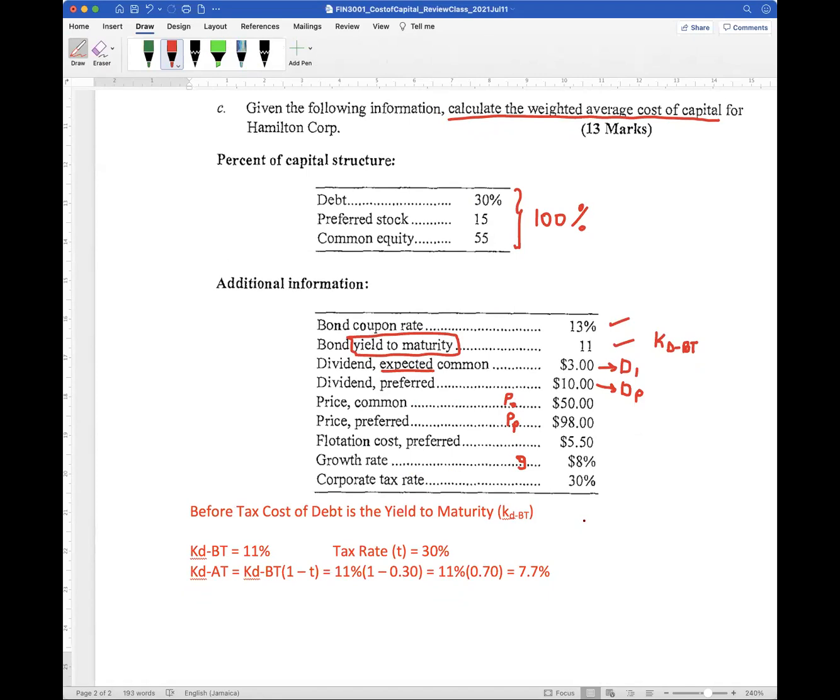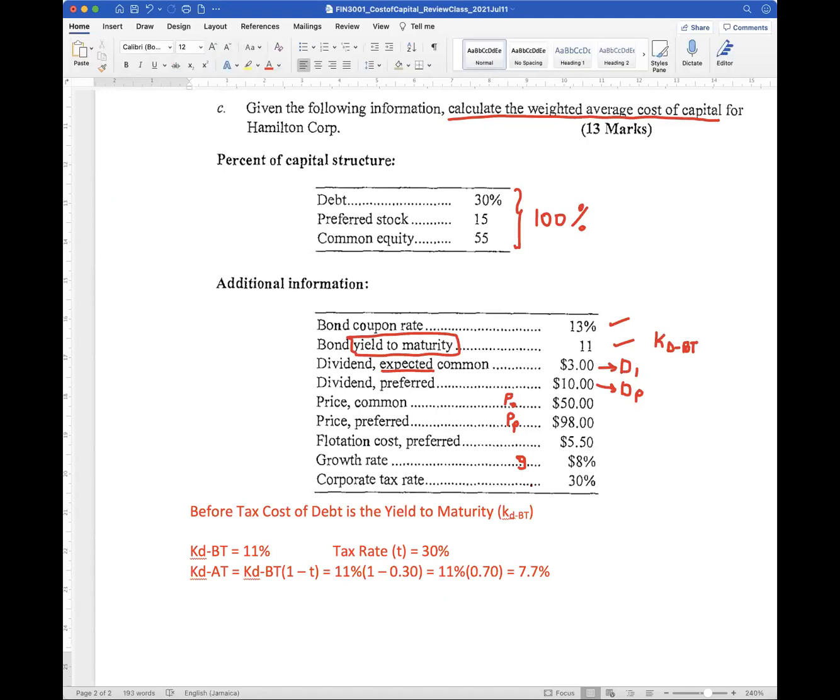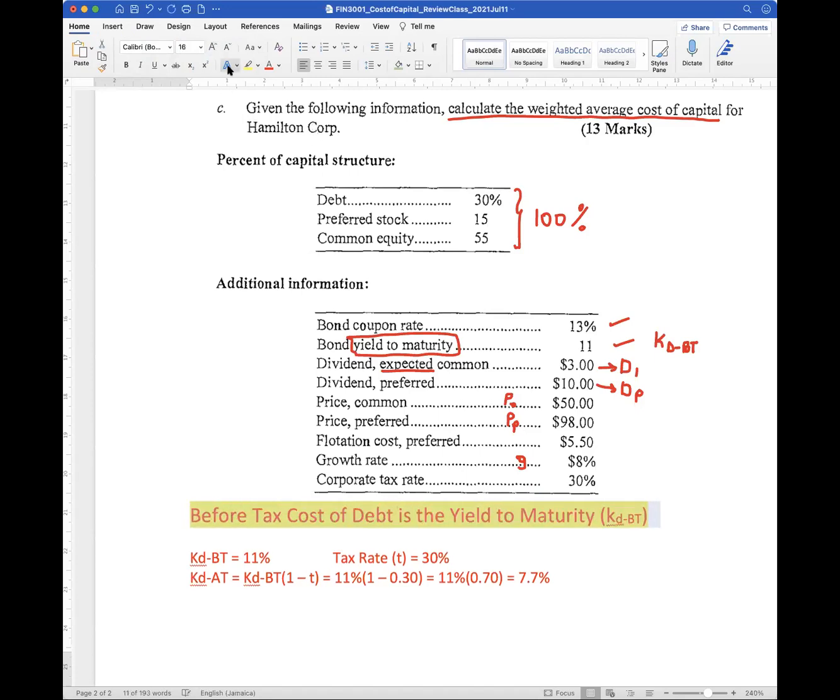And what you said, sir, about the yield to maturity, is it the same thing as the required rate? That's what I said about the yield to maturity, highlighted in yellow.